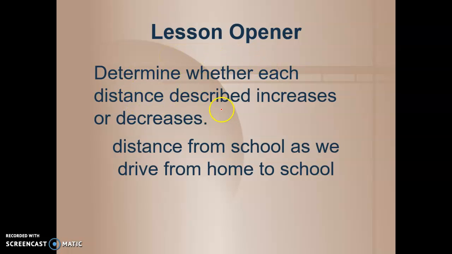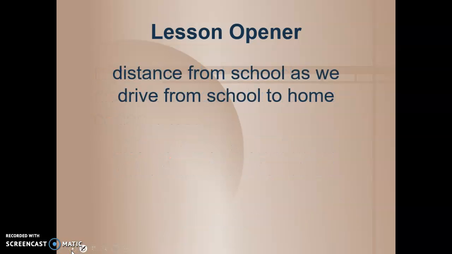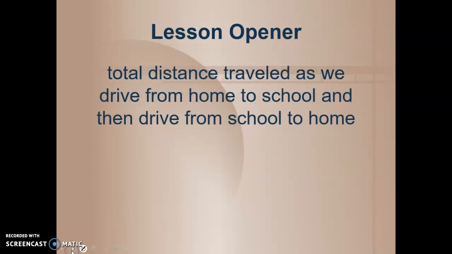So if we're talking about the distance from school as you drive from home to school, is that distance increasing or decreasing? Well, here's you. Here's school. As you drive to school, what's happening to the distance between you and school? You're getting closer and closer to school, so therefore the distance decreases. What about the distance from school as you drive home? Well, as you drive home, the distance increases.